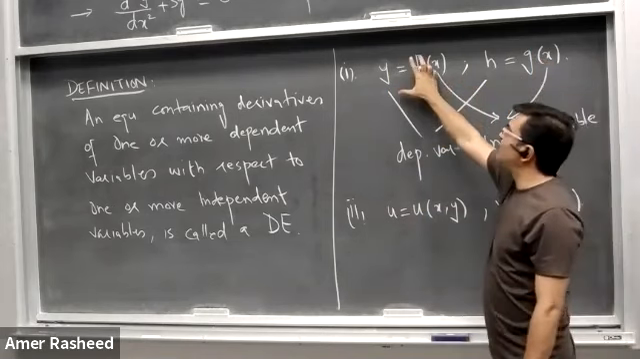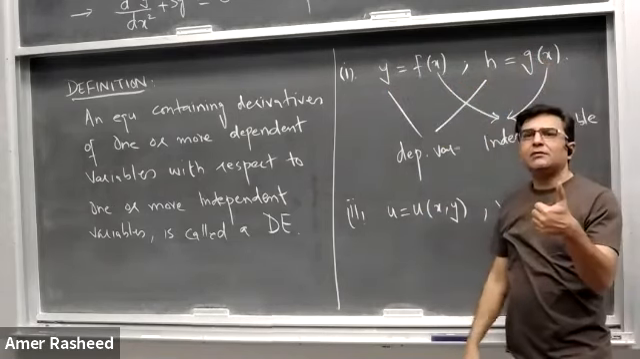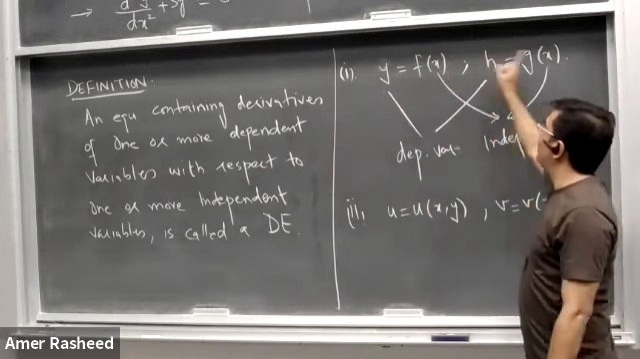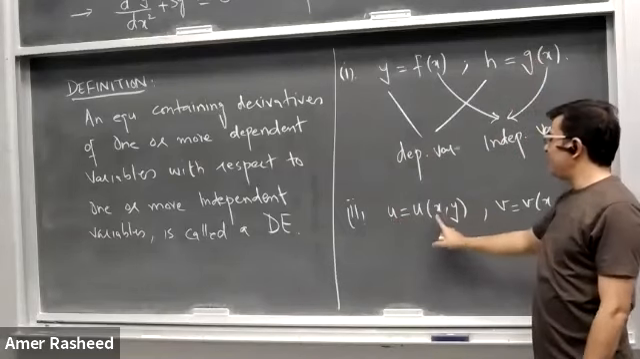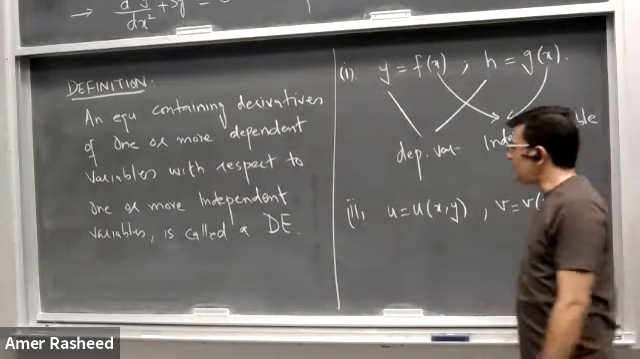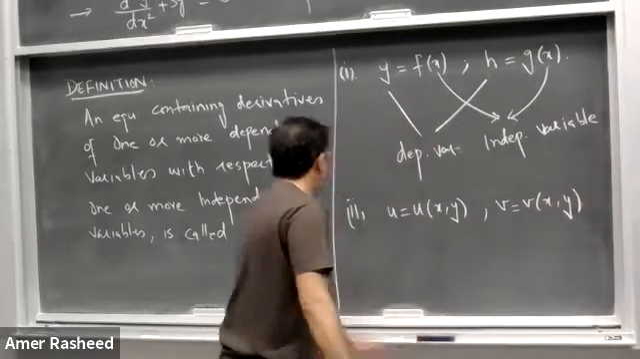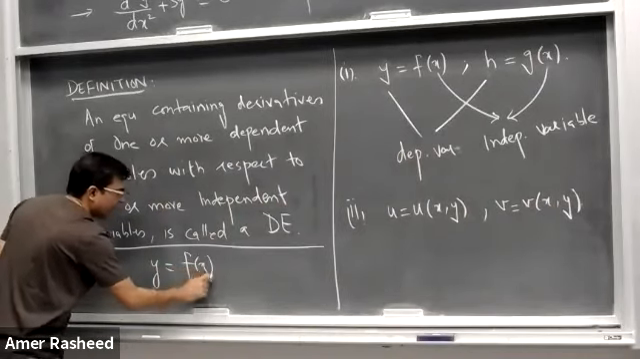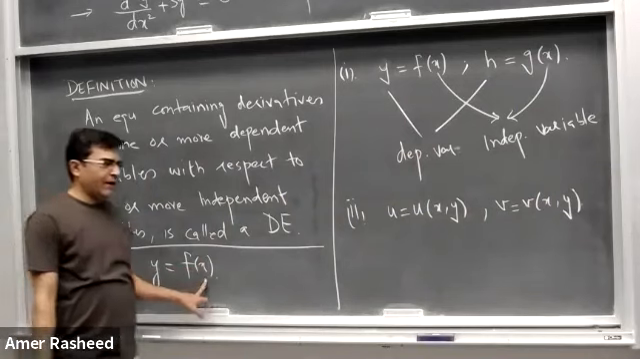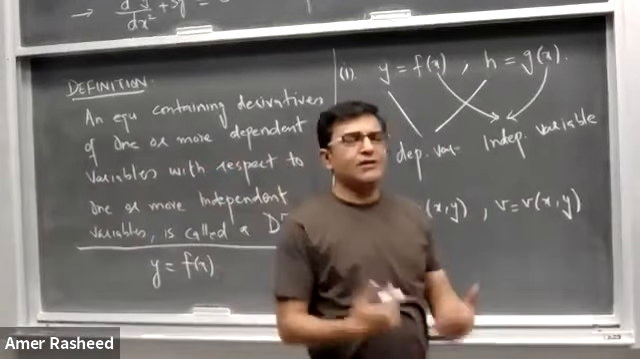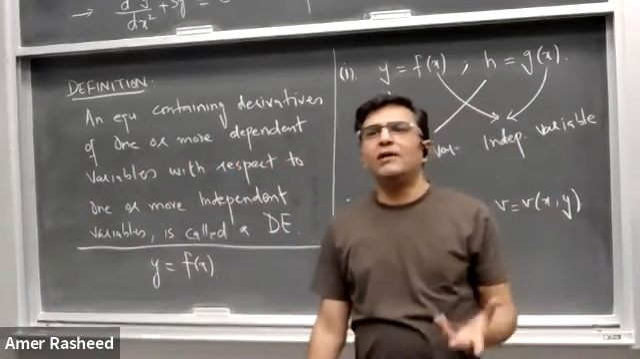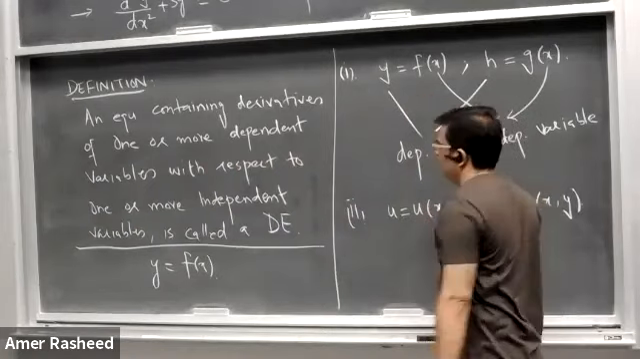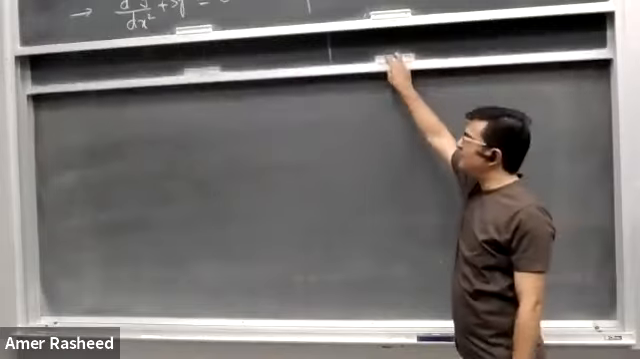These are functions involving one dependent variable. These are two functions. They have two dependent variables, y and h, and one independent variable. Here we have two dependent variables with two independent variables. Similarly, the simplest one is what? If we have only one function, y is equal to f of x, here we have one dependent and one independent variable. So an equation which involves derivatives of more than one dependent variable with respect to more than one independent variable. So this is how we look at the dependent and independent variables.